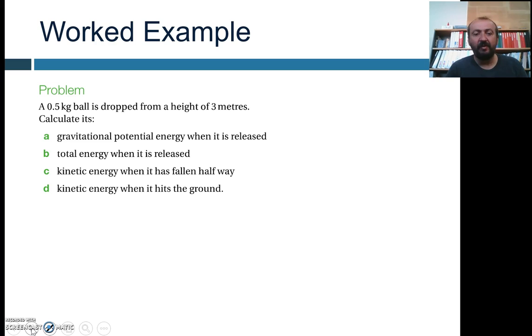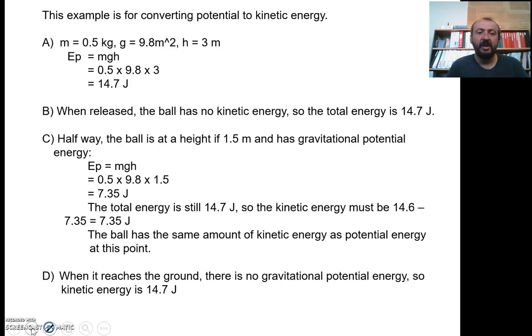Okay, just a quick problem here. Worked example: a 5 kilogram ball is dropped from a height of 3 meters. We want to calculate its potential energy when it's released, the total energy when it's released, kinetic energy when it's fallen halfway, and the kinetic energy when it hits the ground. So let's have a look at this. This example is for converting potential to kinetic energy.